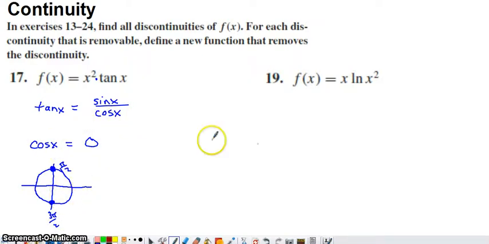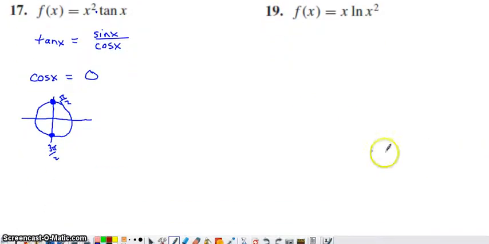This is kind of a weird situation because in this problem we actually have an infinite number of discontinuities. There are an infinite number of places where cosine of x equals 0. It happens at pi by 2. It happens at 3 pi by 2. This is 2 pi. If we continue to go around and around the unit circle, past 2 pi, pi by 2 past that would be 5 pi by 2, 7 pi by 2, 9 pi by 2, 11 pi by 2.